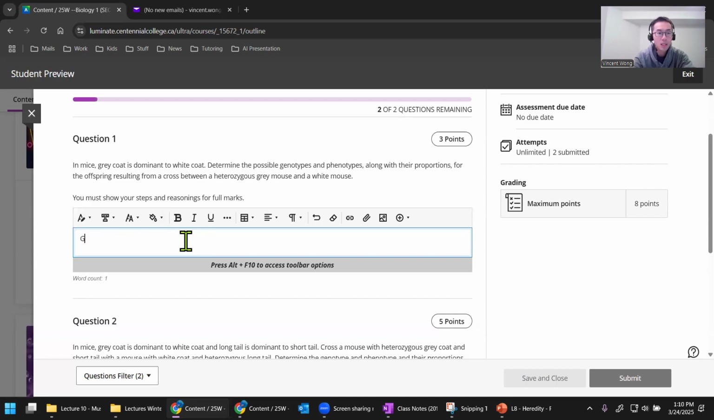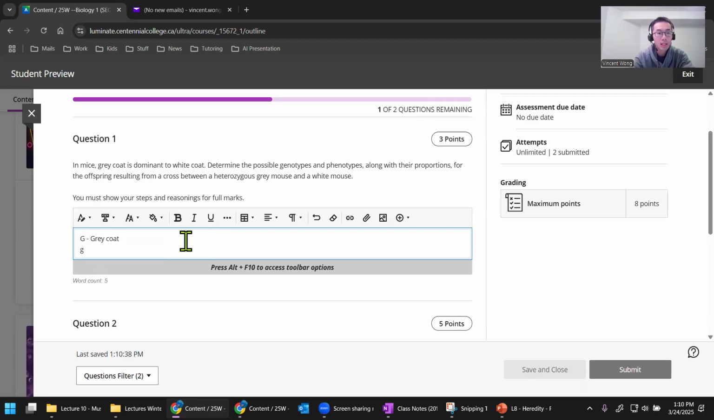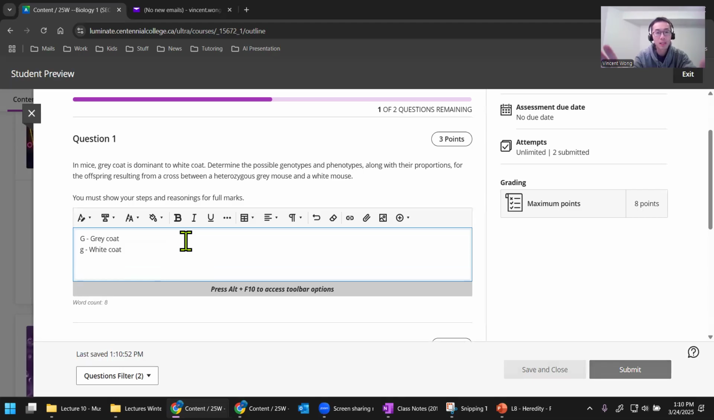Help me out. Capital G and small g. Excellent. So you put big G is gray coat, and small g is white coat. Okay, so I see that. I'm like, okay, good. That's like 1 mark or 0.5 probably. The person knows what letter to use. And then we keep on reading. Determine the possible genotypes and phenotypes along with their proportions. Proportions means percentage, okay? I don't mean ratio, percentage. For the offspring results from a cross between a heterozygous gray and a white mouse.